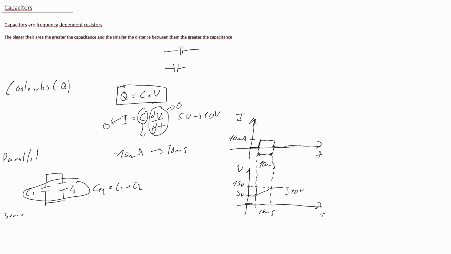And in series, let's say we have here C1, C2, this equivalent will be like we have two resistors in parallel. Because we just have two capacitors, we can say that C equivalent equals C1 multiplied by C2 divided by C1 plus C2.